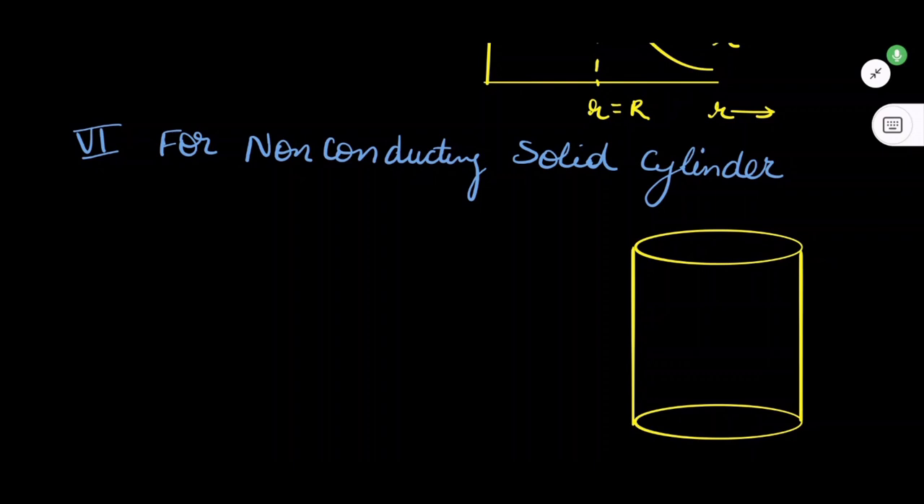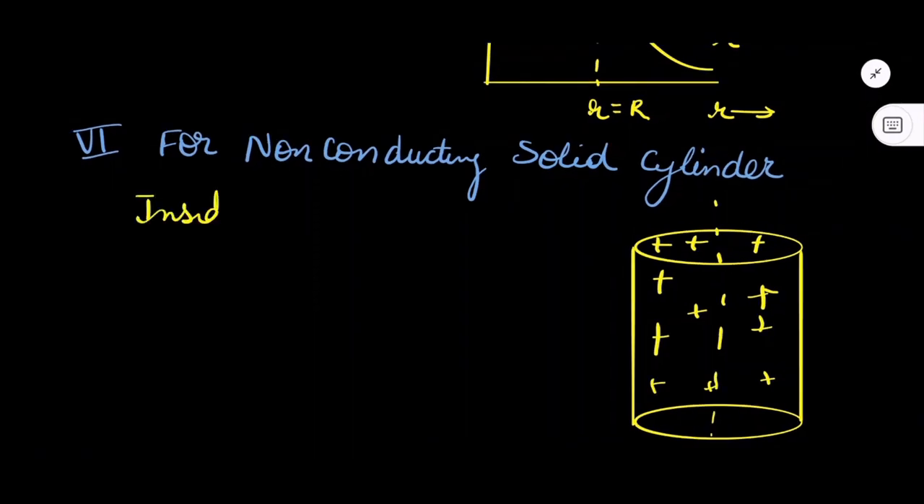Okay, so now again we have to find it for the non-conducting solid cylinder. It means now the charge is distributed inside the cylinder, right? So first of all, let's calculate for inside, that is r less than capital R. Here it is capital R, and our Gaussian surface will be inside, let it be in this way.